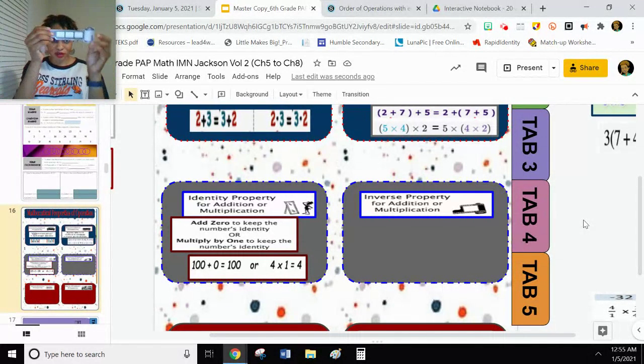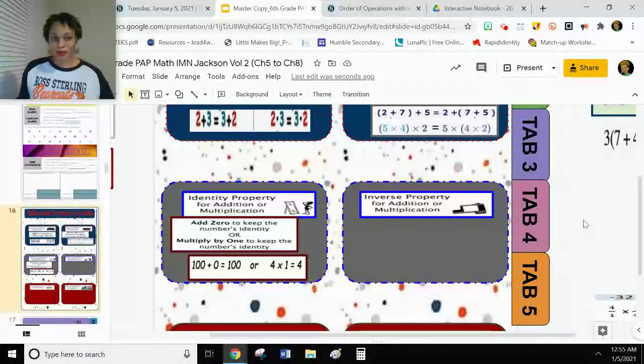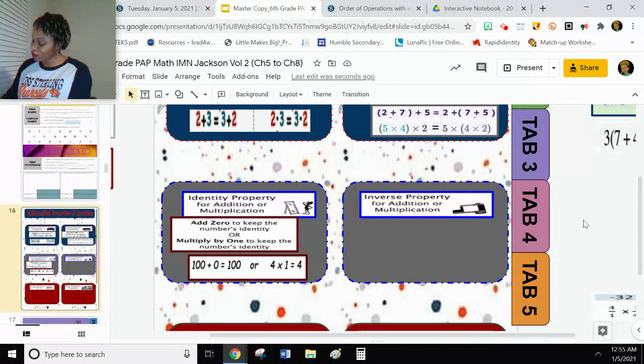So inverse property, okay? Inverse, hopefully you know or remember, it means the opposite. So if you add my opposite to me, I'm going to be 0. If you multiply me times my opposite, I'm going to be 0. So that's what the inverse property says, okay? So if you multiply me times my reciprocal, okay?